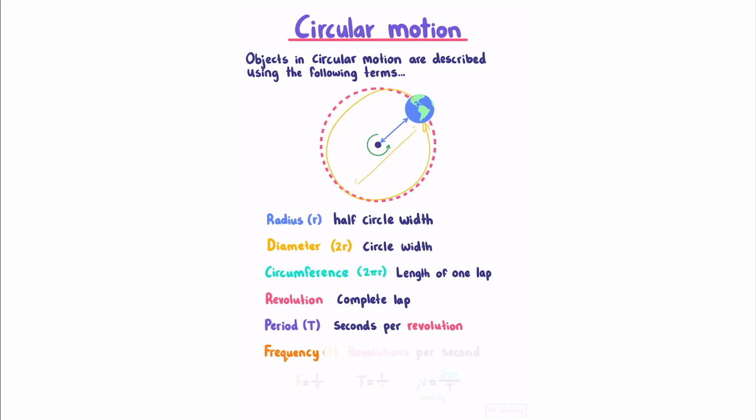On the other hand, our frequency is the revolutions per second. As this language suggests, these two are what we call mathematical reciprocals, meaning that frequency is 1 over period, and period is 1 over frequency. We can furthermore write the velocity of our object as distance over time, specifically the distance of one lap divided by the time taken to complete one lap.